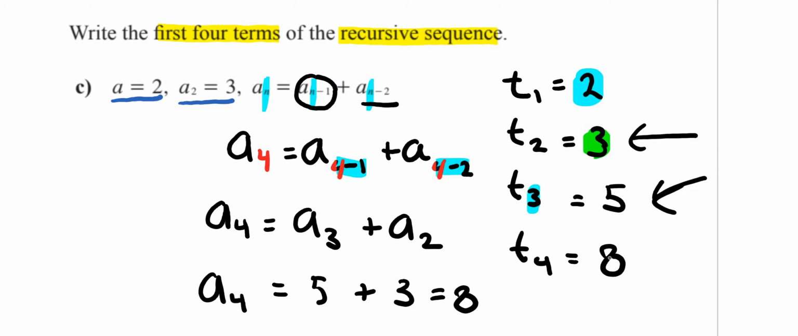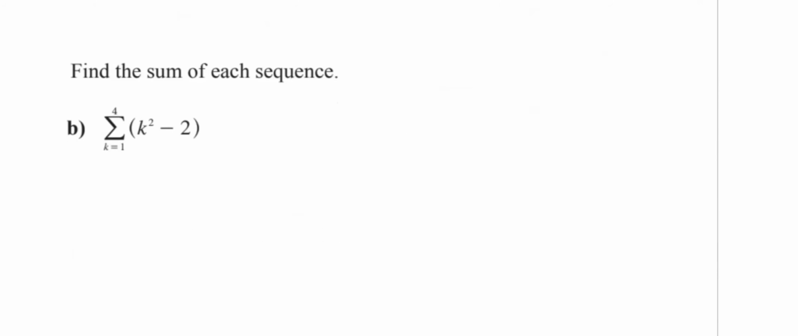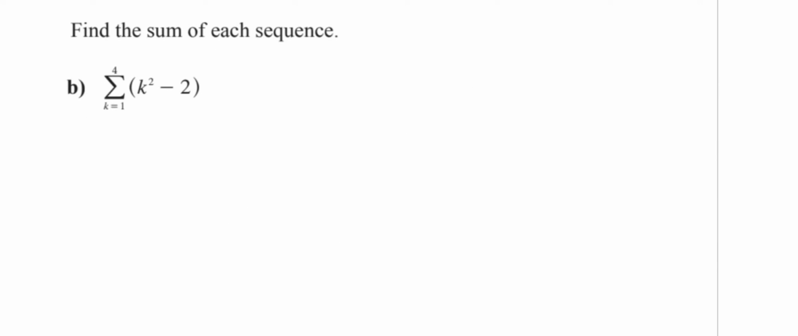Okay, let's move on to some of the other questions that we have here. For question 5b, I need to find the sum of each sequence here. What we're going to do with this problem is we start off with k equals 1. This is where we start, and we end when k goes to 4.